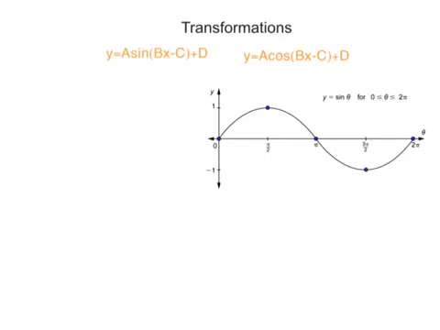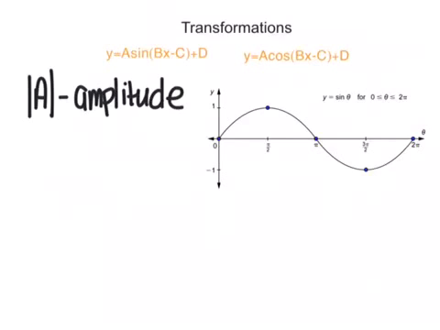So a has to do with how tall the graph is. If you think about what we know, a, the number in front of our function, deals with stretching the graph, shrinking the graph, and possibly reflecting the graph. We have a new term here. The absolute value of a is called the amplitude of the graph. This is the height of the wave from the middle of the wave.